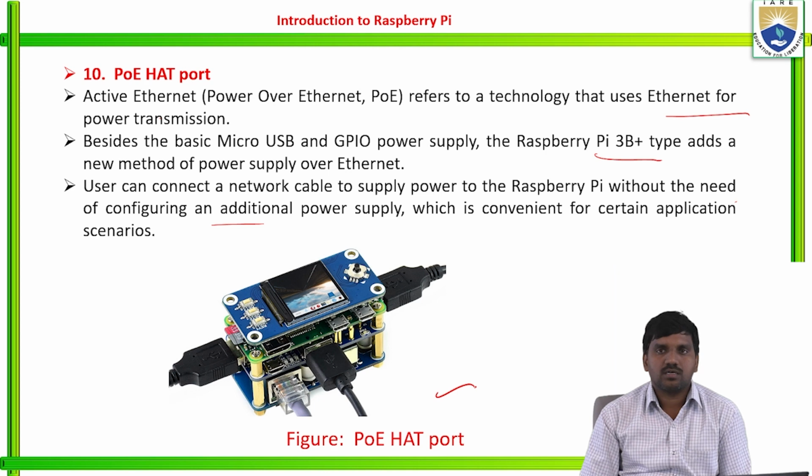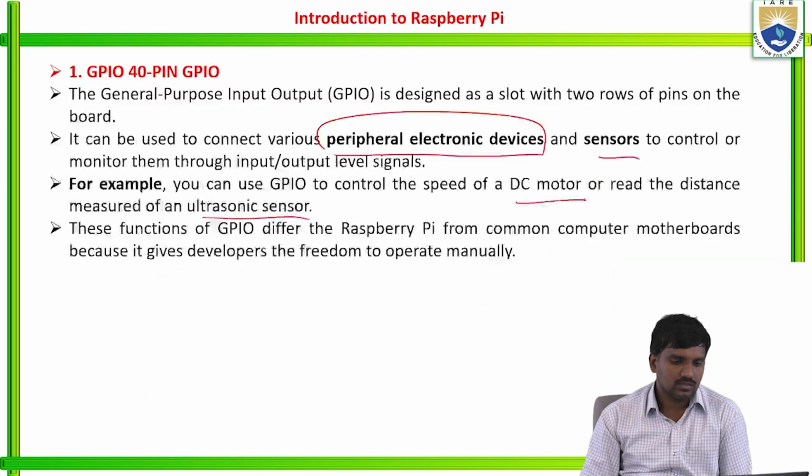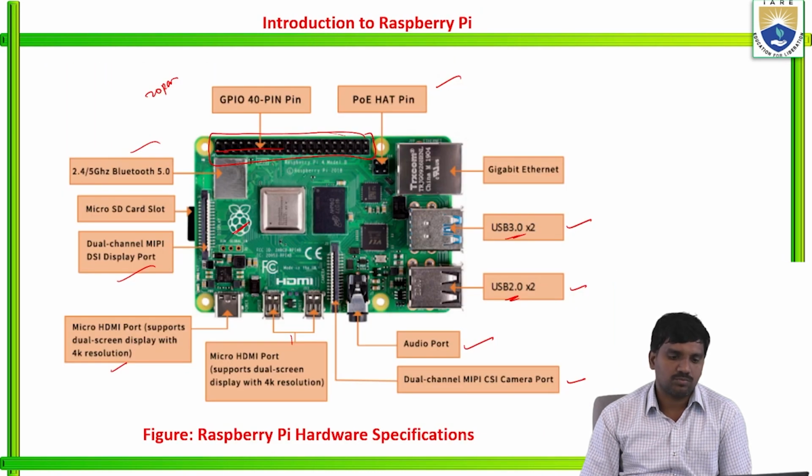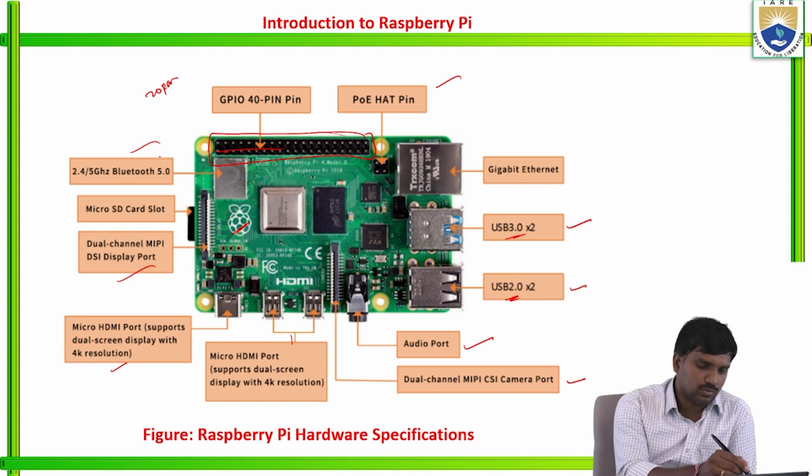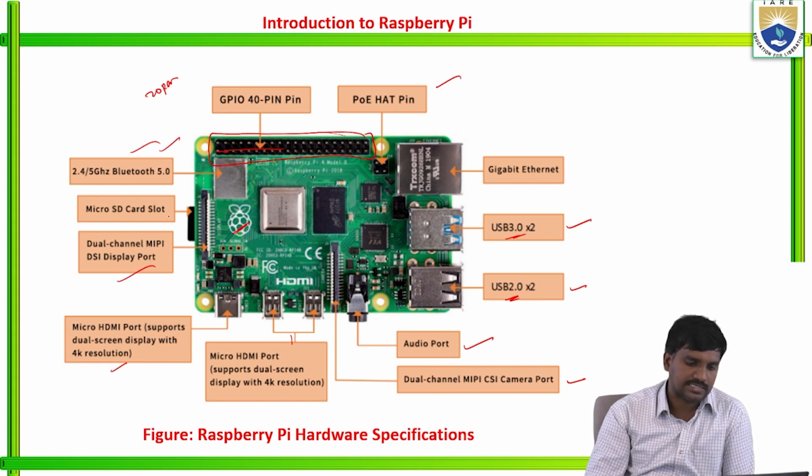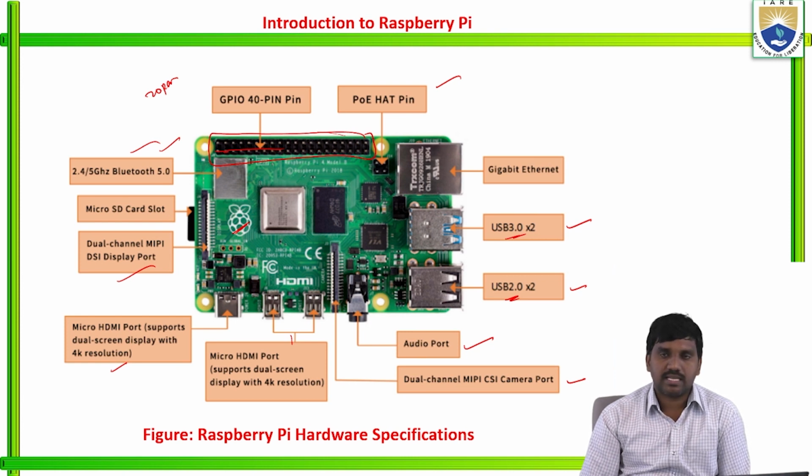So these are the 10 ports: general purpose input outputs, PoE hat pin, Bluetooth 5.0, micro SD card slot, dual channel MIPI DSI display port, audio port, dual channel MIPI CSI camera port, USB 2.0, USB 3.0, and the gigabit Ethernet. So this is the complete circuit explanation of the Raspberry Pi, along with some specifications, how many models, how many versions, and the features of model A and model B that we discussed.